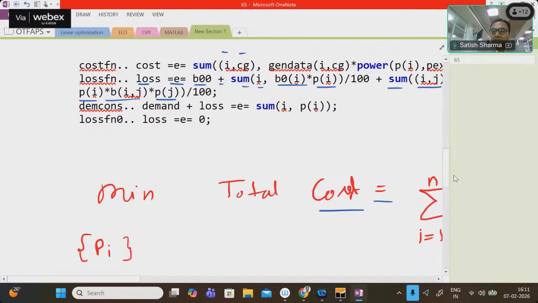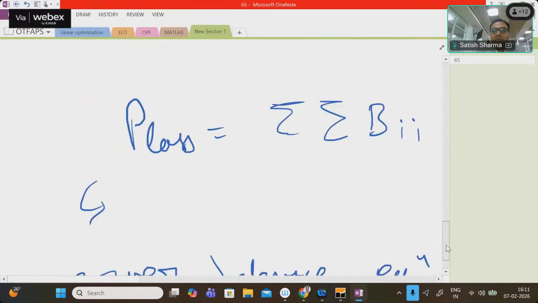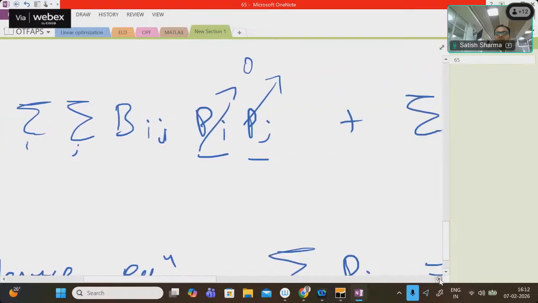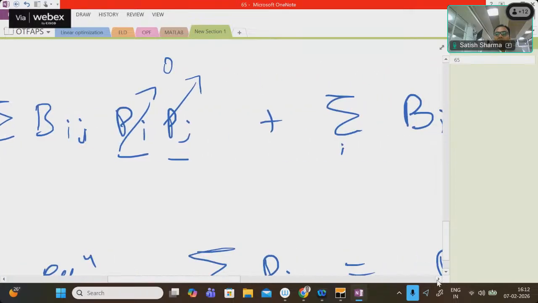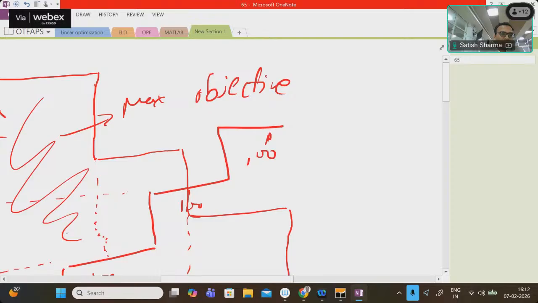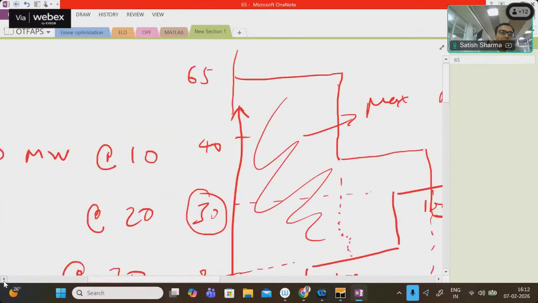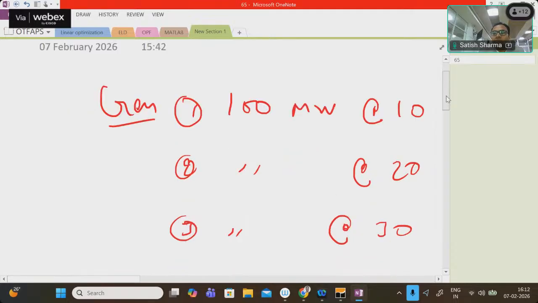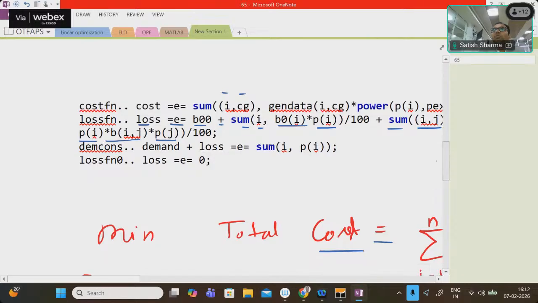The same way which I have written here, that this is the losses, summation over i, summation over j, and Bij Pi Pj. Okay, so this is what I have written, Pi and Pj, and then summation over i B i0 Pi. So the same way I have written here. That's why writing the formulation or mathematics in this particular tool, which is GAMS, is very easy, because we write it exactly the same way.